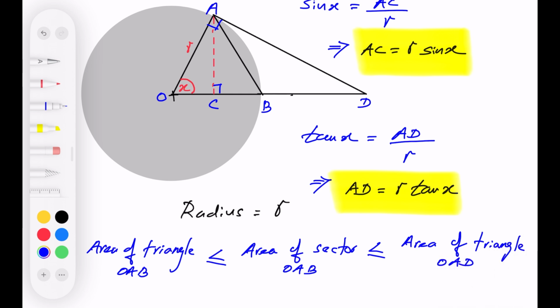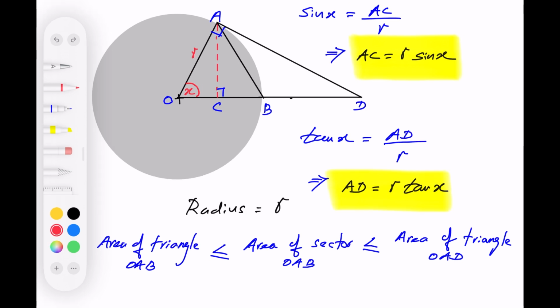OAD. So if you pay attention on what I have written, I wrote area of triangle OAB is smaller than or equal to the area of the sector OAB, which is smaller than or equal to the area of the triangle OAD. Well, the equality holds only if that x is so very small. But in this configuration, the equality doesn't make much sense.